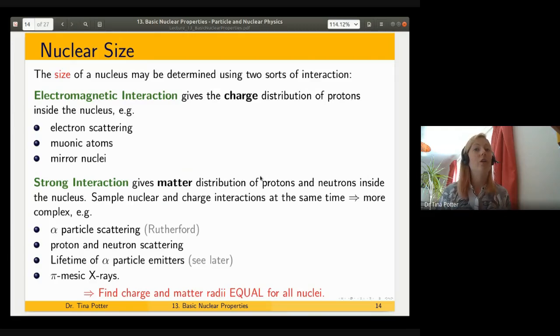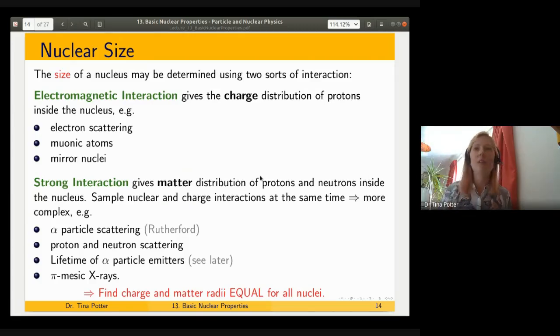We can have a look at the lifetime of alpha particle emitters. We'll have a look at that as part of alpha decay, which is quite interesting. That tells us a lot about the size of nuclei as well. Or, for example, we can have a look at pi mesic X-rays as well.